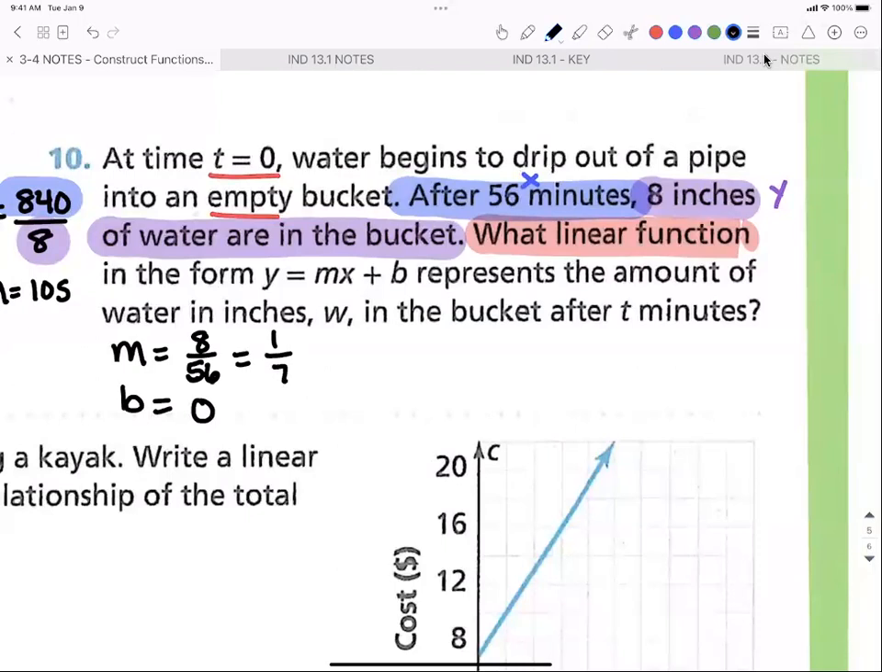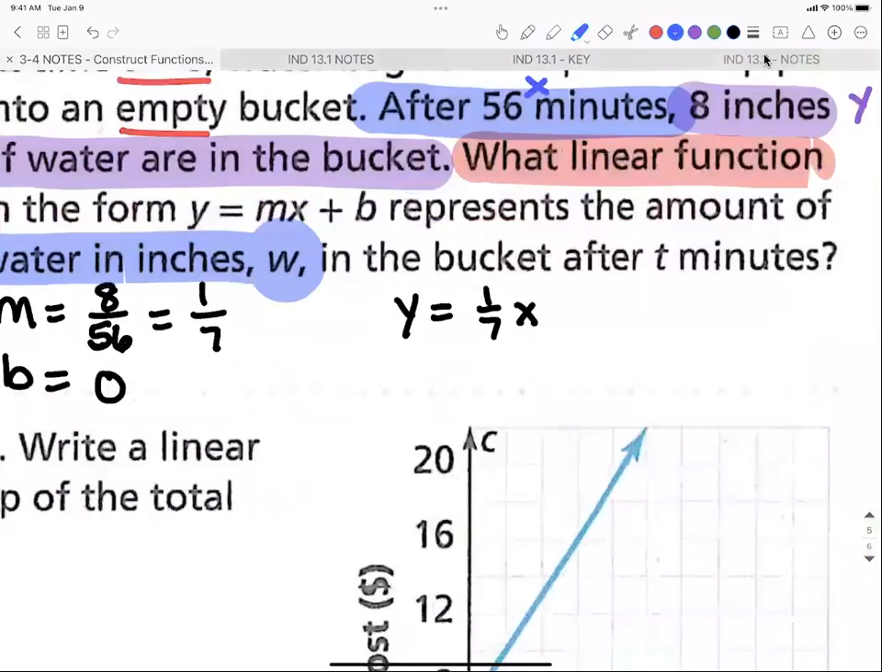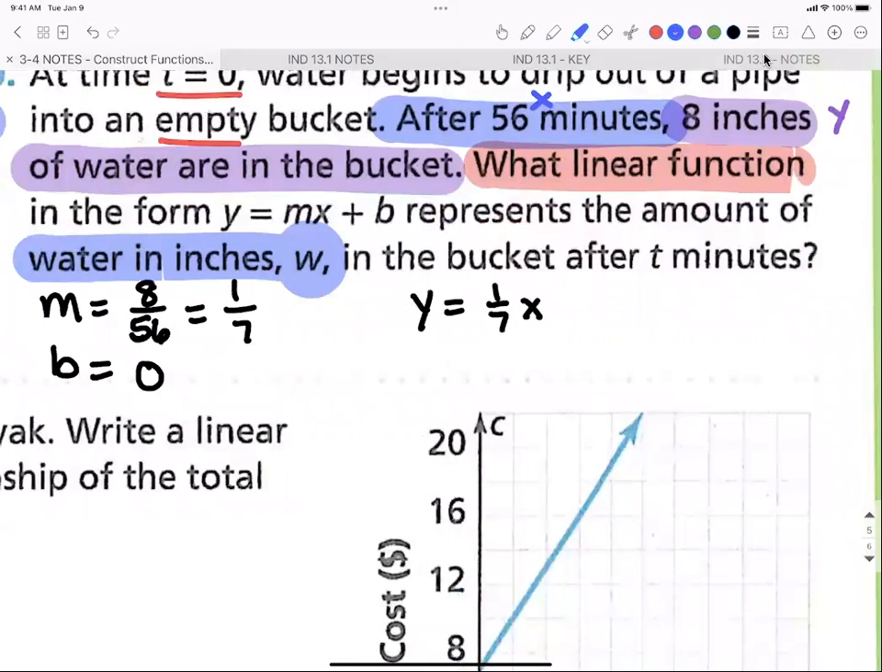With that, I can start with my generic equation: y equals 1/7 x. Now it's plus 0, but I'm not going to put plus 0. But again, this particular problem wants me to name these and not just be generic. So it wants me to do water in inches, use W. Well, between my X and my Y, which one of those represents my water in inches? My X or my Y? My Y. So to be a little bit more specific, I'm going to say W equals.